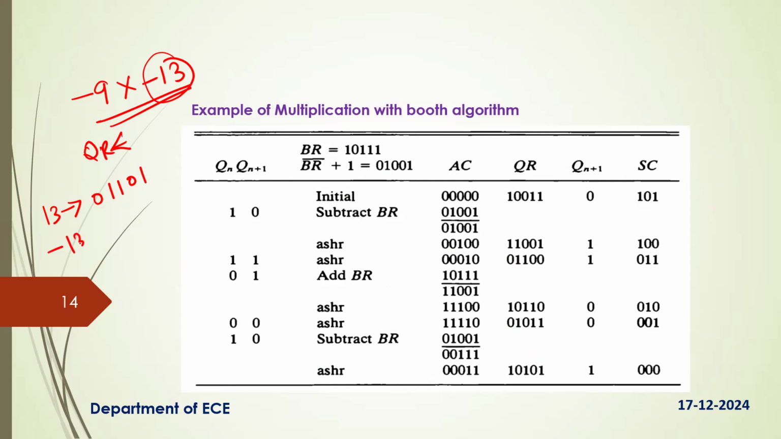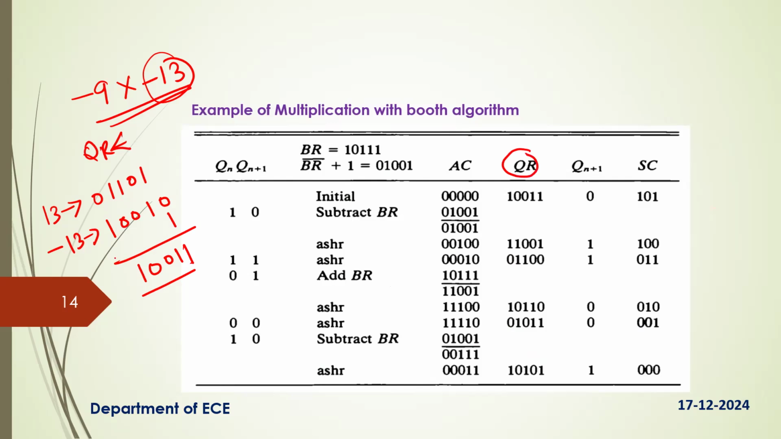What is -13? -13 is the 2's complement of this, which is nothing but the 1's complement, 1, 0, 0, 1, 0, plus 1. So which is 1, 0, 0, 1, 1. That is what the QR contains.